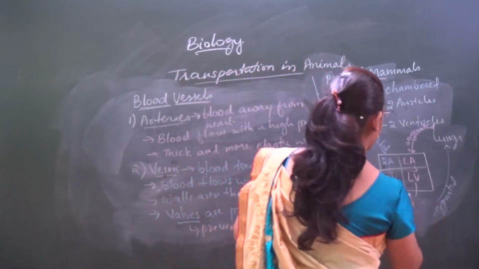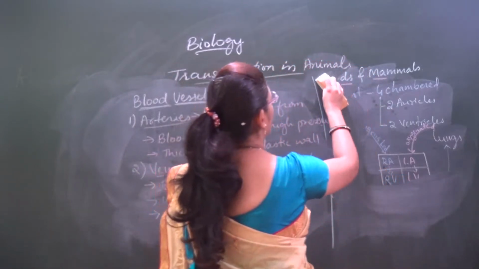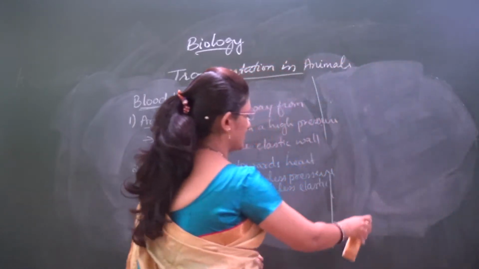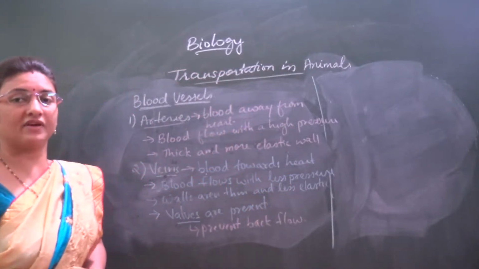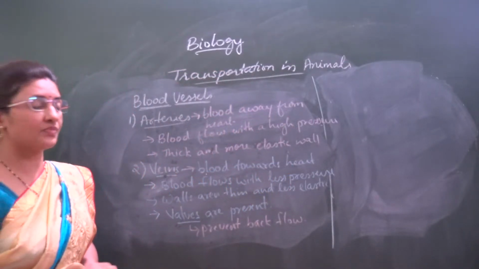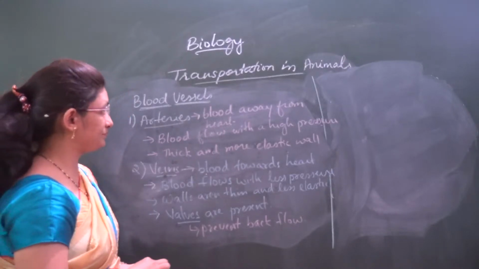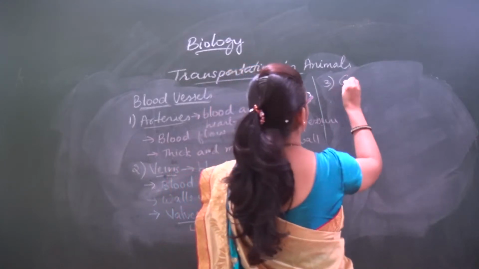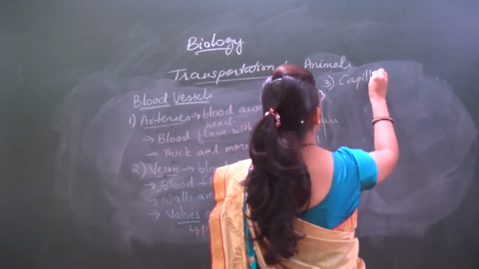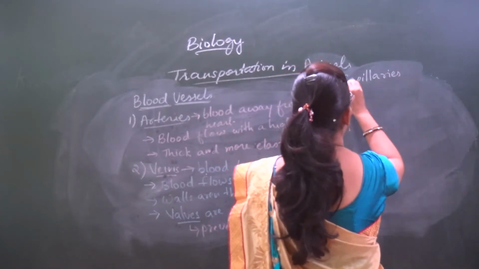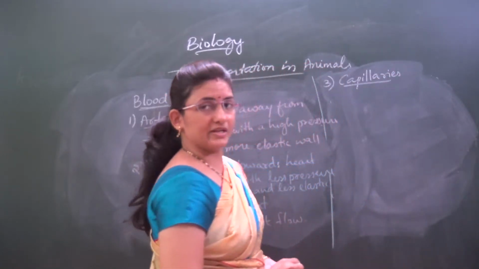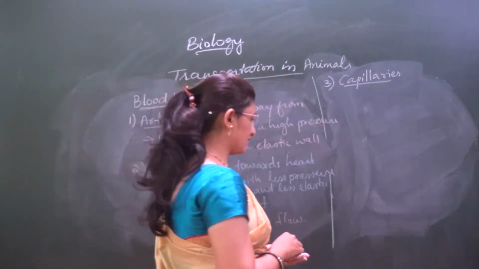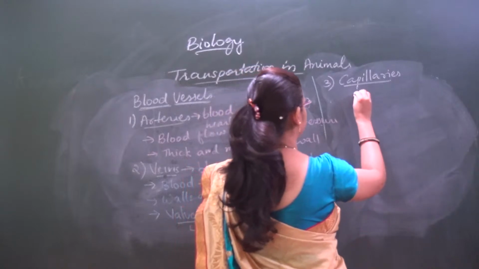And the exception we come across: veins always carry deoxygenated blood, but the pulmonary vein always carries oxygenated blood. Next, coming towards the capillaries. What are these capillaries? Capillaries are thin tube-like structures.